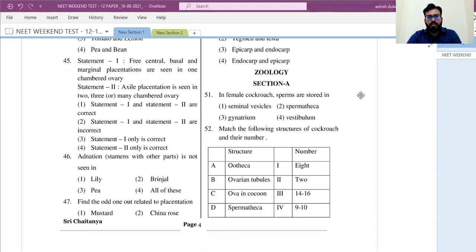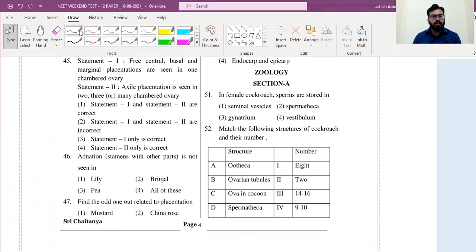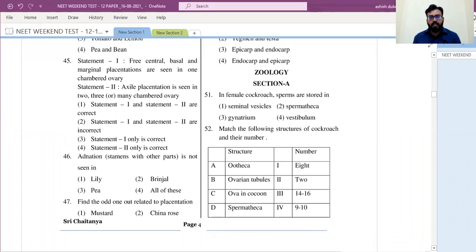In female cockroach, sperms are stored in. Okay, so see, we are having these four options: seminal vesicle, spermatheca, gynaetrium, and vestibulum. So what will be the answer? The answer will be the spermatheca. And why is it so?